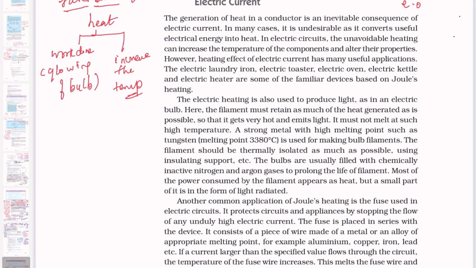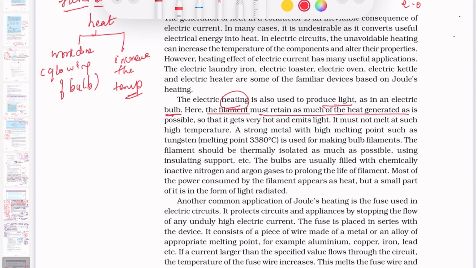So that is what you see. The electric heating is also used to produce light in a bulb. So heat is used to produce light. So what happens here? The filament must retain as much of the heat generated as possible to get hot and emit light. The filament should make sure that it's getting hot, because some of that heat is used to emit light, that is the work done. But because of this very hot nature, the filament should not melt. At high temperature it should not melt.